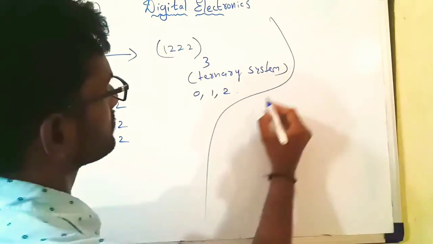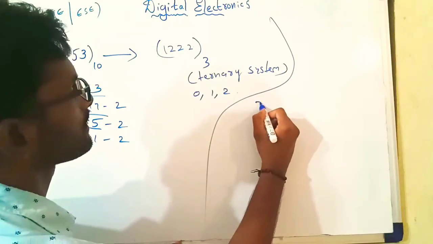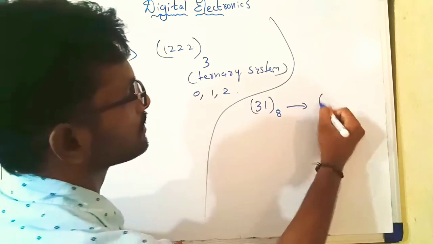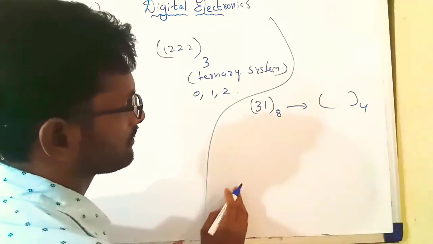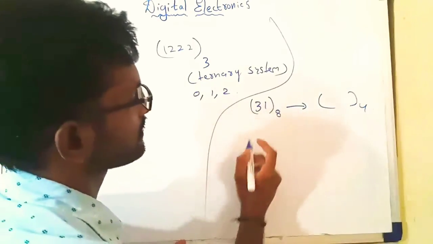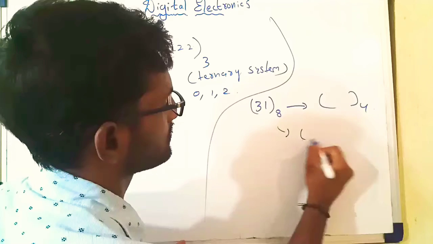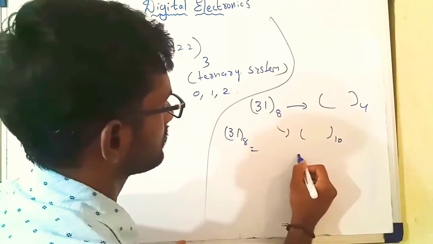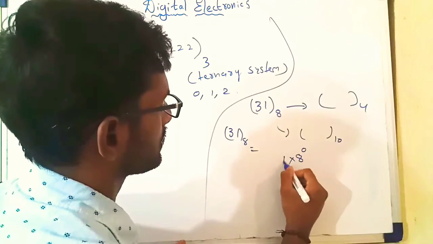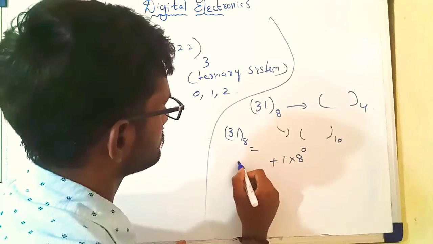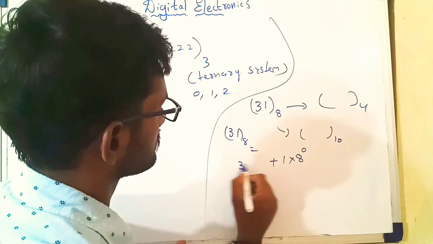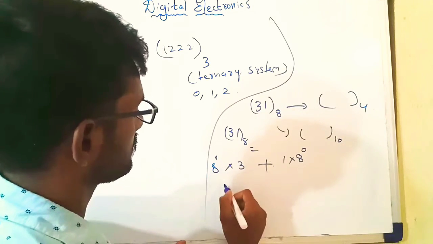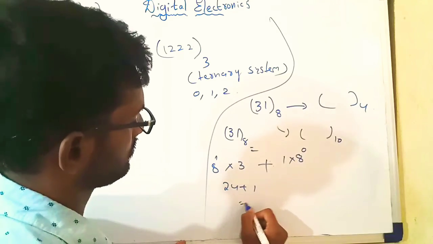Let us take another example. Convert 31 in base 8 to base 4. Before converting base 8 to base 4, convert base 8 to the decimal system. 31 base 8 equals 8 power 0 into 1 plus 8 power 1 into 3. This is 24 plus 1, which is 25.